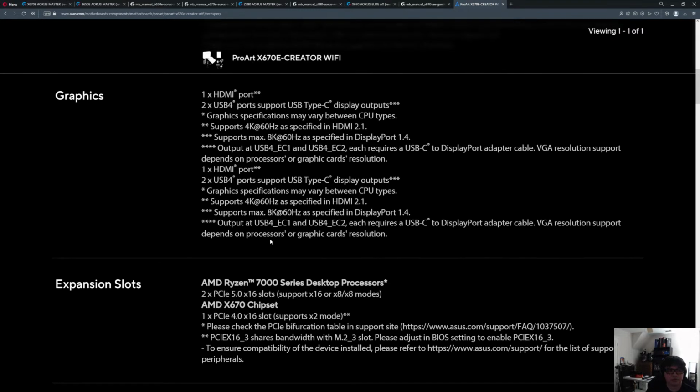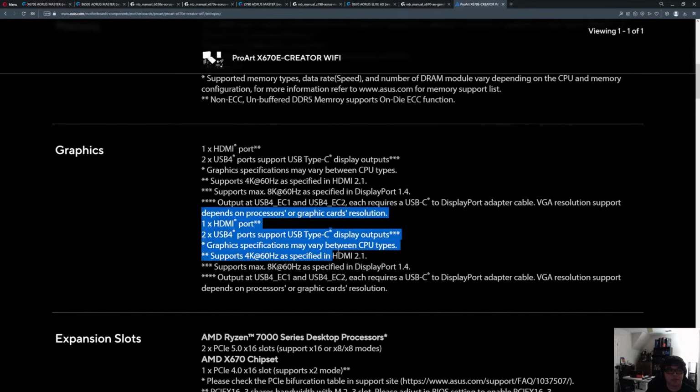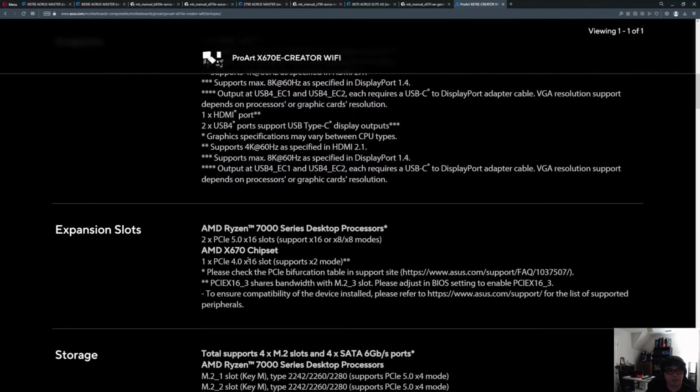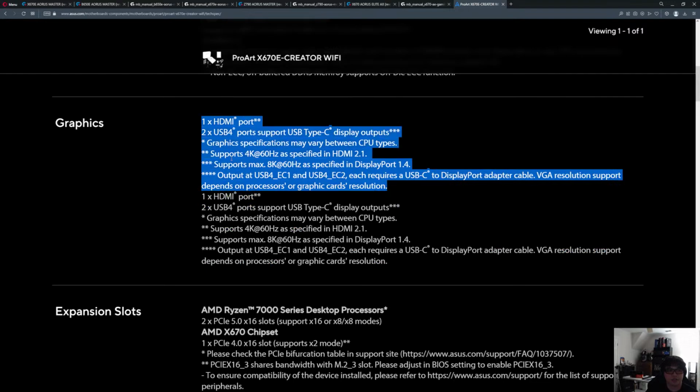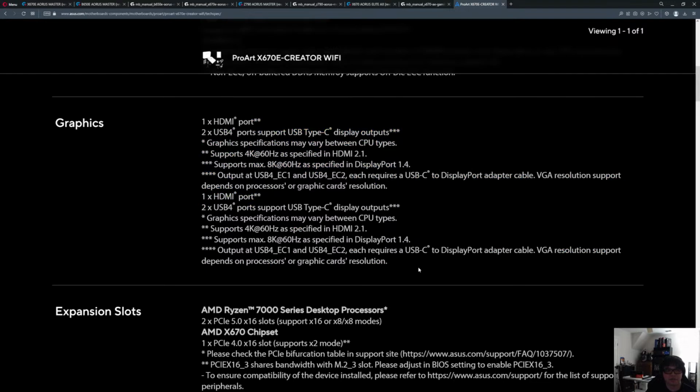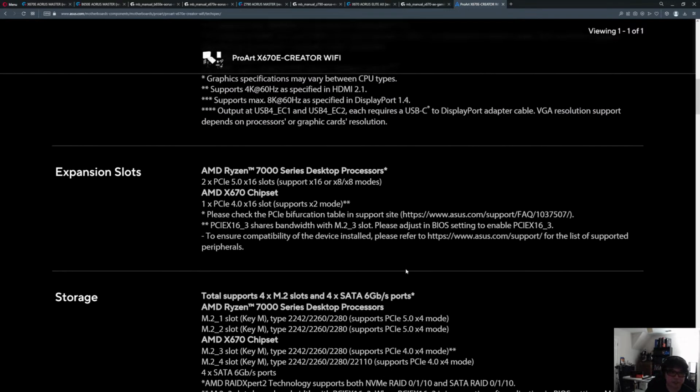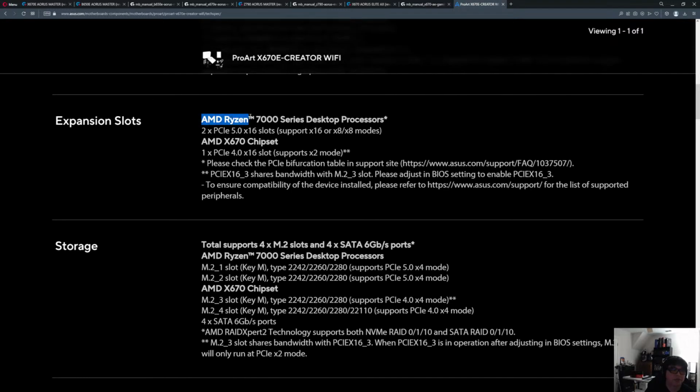Okay. And then for some reason they repeat all these things again. Why is this copy pasted twice? They literally copy pasted this twice. This and this are the exact same thing. Good job, ASUS. Okay, AMD Ryzen 7000 series processors.